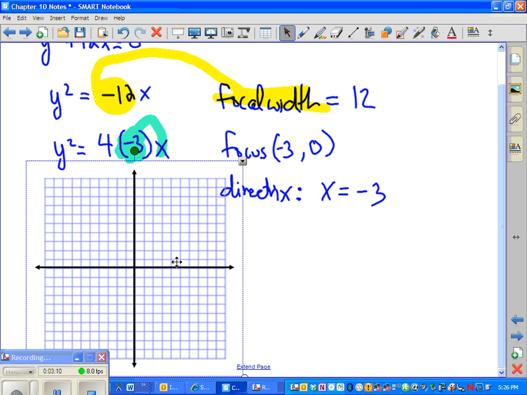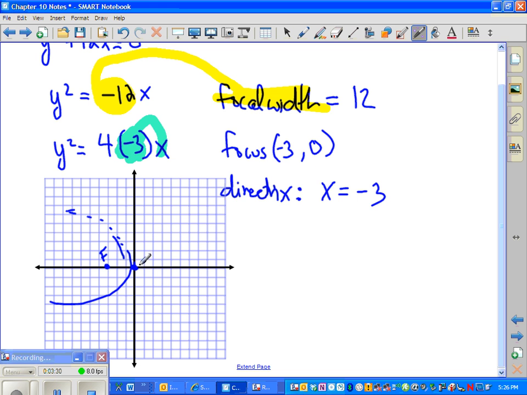Here we go. What I know is I know that my vertex is at 0, 0. So I'm going to set that dot there. My focal width is 12, which doesn't really help me very much. My focus is at negative 3, 0. So here's negative 3, 0. Knowing that my focus has to be inside the parabola allows me to make the conjecture that this is going to be some sort of sideways horizontal parabola. All right. Now, I don't know how wide it's going to be yet, but this is kind of my focus, which means the directrix needs to be on this side.